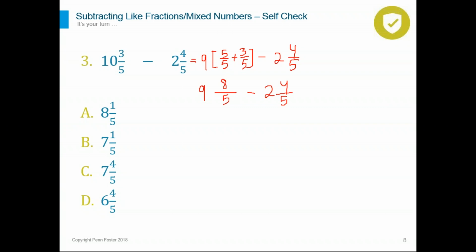So now the first numerator is greater than the second. Now I'm able to do the subtraction. 9 minus 2 will give you 7. 8 minus 4 will give you 4, and 5 will stay because it's the common denominator. 4 and 5, nothing common. It's a proper fraction, so that is it for the answer. So answer number C is the correct answer.